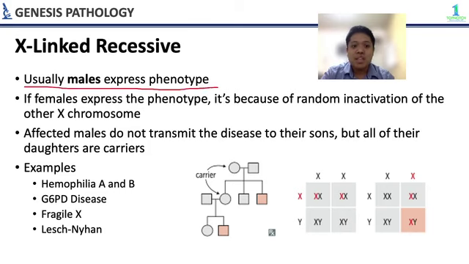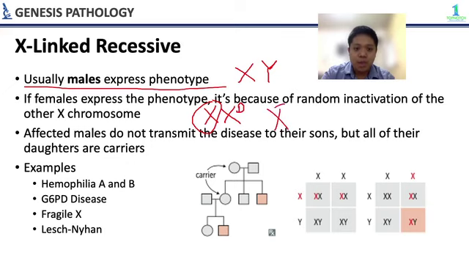Usually, males express this phenotype because they only have one X, right? So when they get the defective X, they have the phenotype and express it. If females express the phenotype, it's because of random inactivation of the other X chromosome. Since females have two X chromosomes, if one is defective, they have one to back it up. So usually they are only carriers. However, if the normal X is also inactivated and only this defective X remains, then they will express the phenotype. So, affected males do not transmit the disease to their sons, but all of their daughters are carriers.